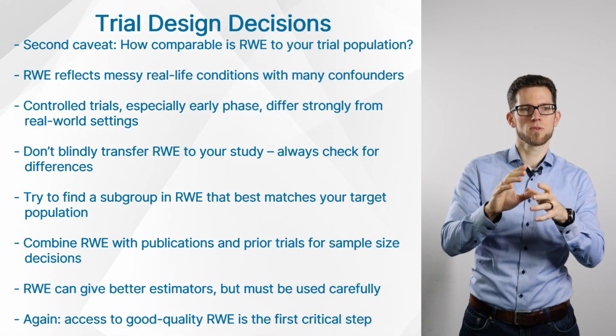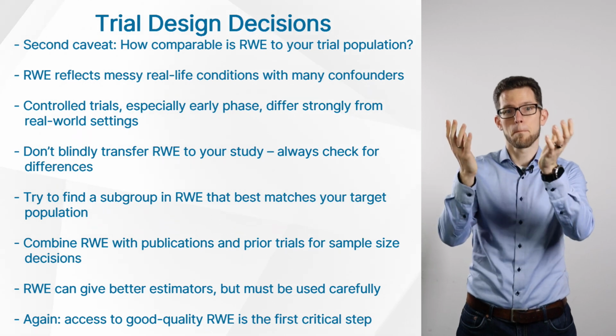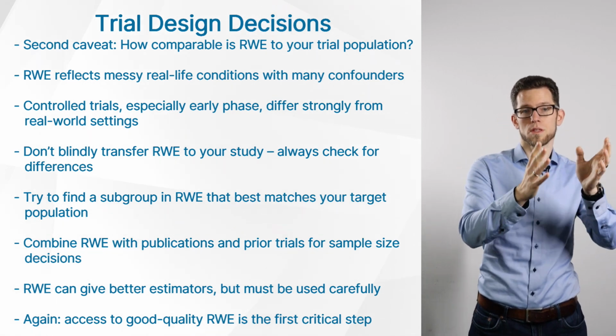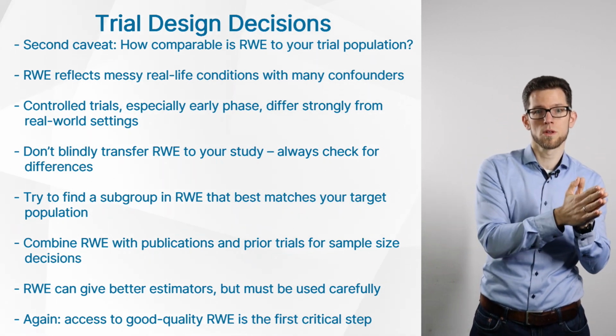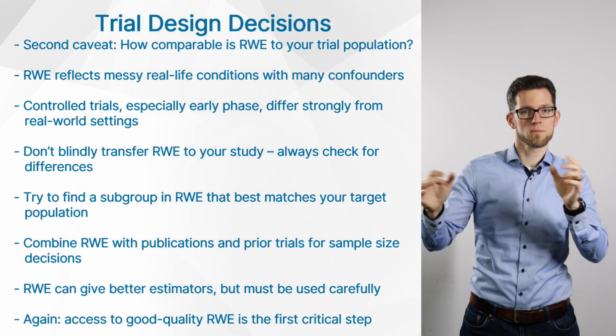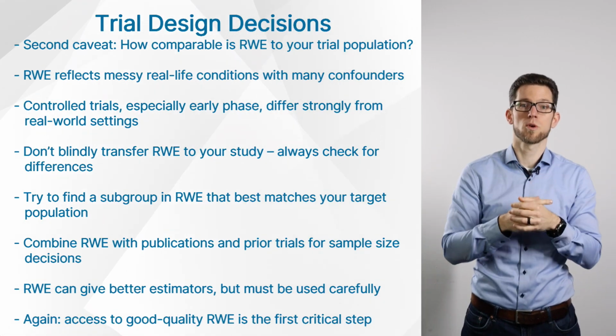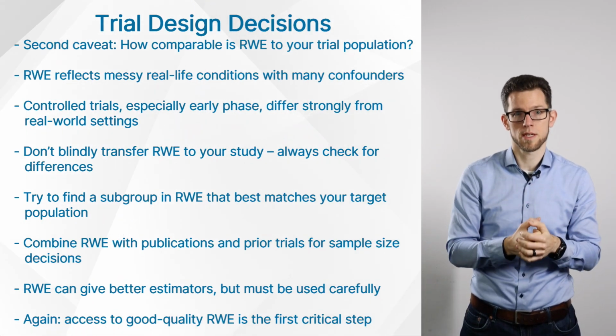As far as possible, try to identify maybe a subgroup within your real-world evidence that is best matching with the target population that you are seeking to enroll, and then leverage that and combine it with other sources of information like publications or prior trials that you have run to really come to a conclusion of what would best work for your sample size calculation.